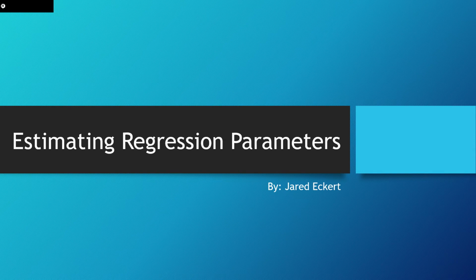Welcome to my video where I'm going to discuss the estimation of regression parameters. Firstly, let's talk about what regression is. It's a technique used to determine the statistical relationship between a dependent variable and one or more independent variables. In some cases, we could have multiple x values that will affect our y value.